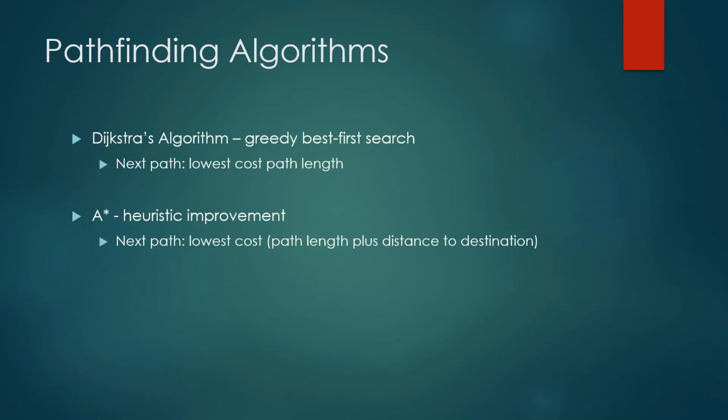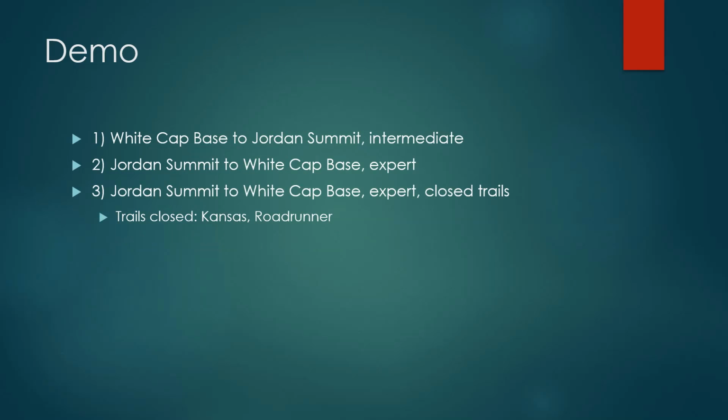Dijkstra's algorithm basically picks the next path based on which one costs less. And A-star improves upon that by using the same but also adding a heuristic value. So it's not only the shortest path to the next node, but it's the shortest path in the right direction. So it uses the distance to destination also. I'll run a quick demo.